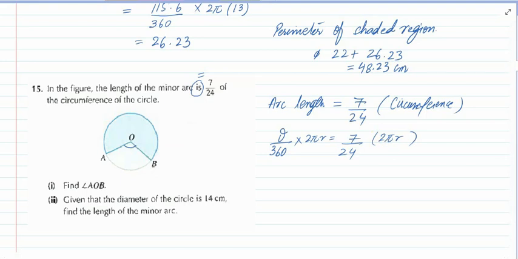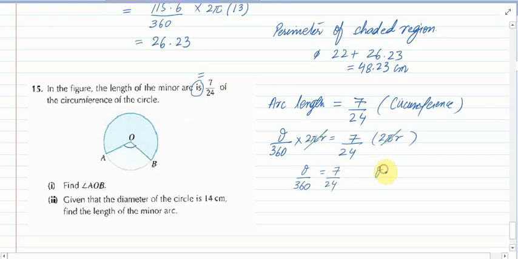Now if you can solve it afterwards, you should attempt it. On both sides we have 2 pi r, that means they will cancel each other out. So the leftover part is theta divided by 360 is equal to 7 divided by 24. Now you need to cross multiply. So 7 times 360 divided by 24, it's 105 degrees. So theta is 105 degrees. That is your answer, right?